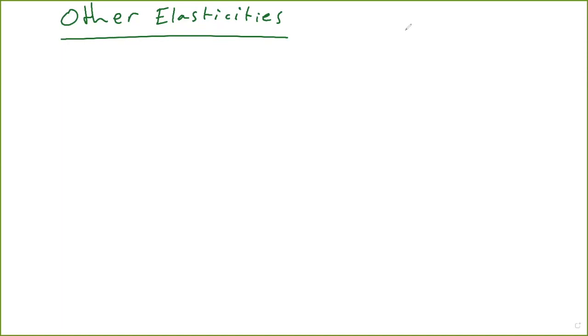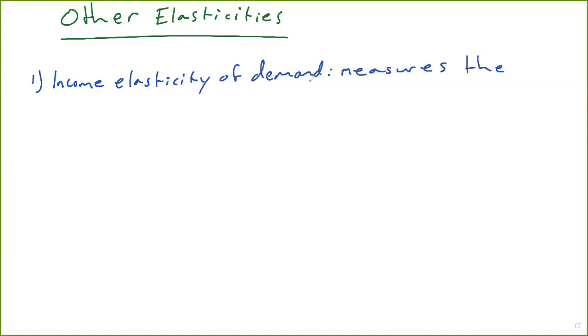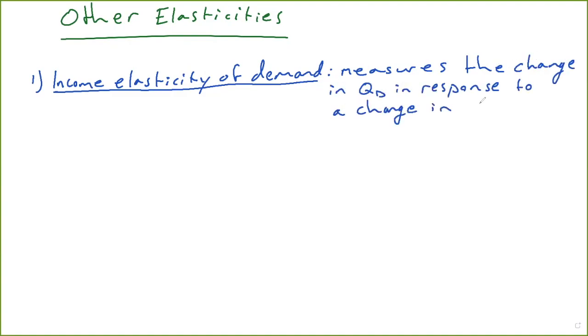The purpose of this video is to address two other types of elasticities that we have not talked about yet. The first is what's called the income elasticity of demand, and that measures the change in quantity demanded in response to a change in consumer income. So price elasticity of demand measured the change in quantity demanded with respect to price. And this is analogous. So the income elasticity of demand is measuring that same change in quantity demanded, but with respect to a change in income.